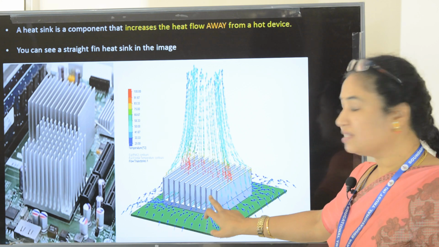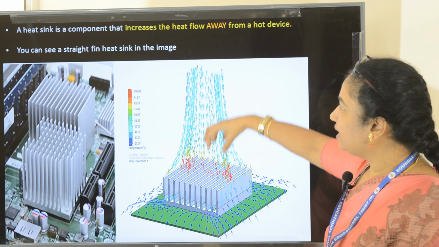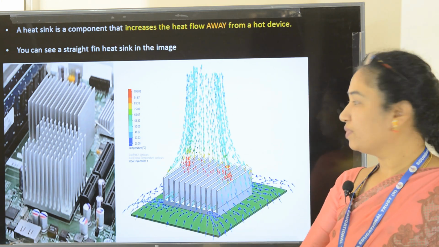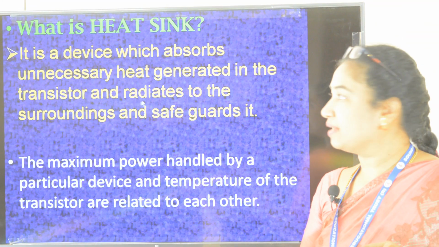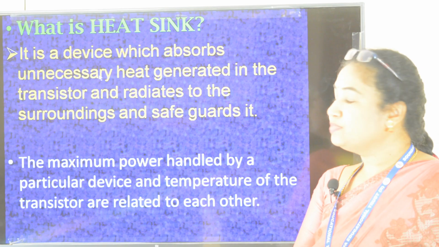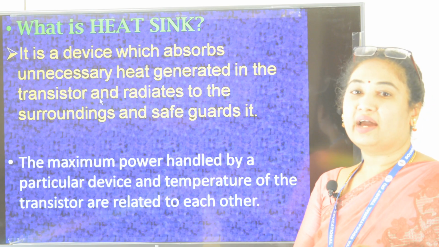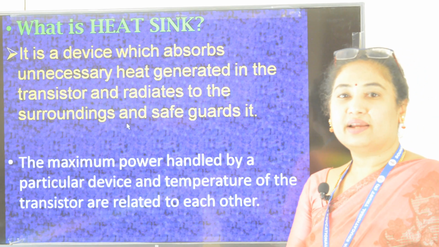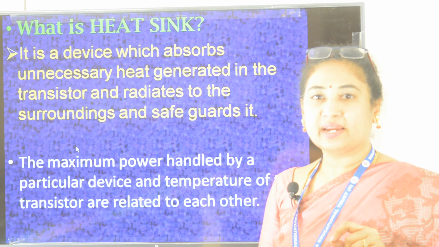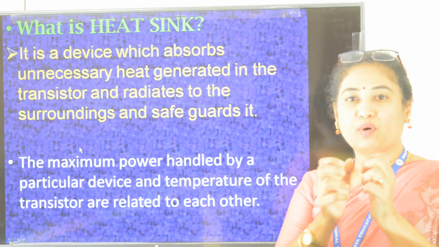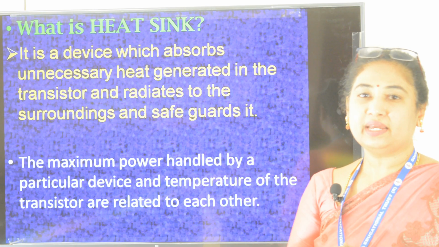You can see this heat sink is going to absorb all the heat and remove it, sending it out from the particular area. So this is the job of the heat sink. How can we define a heat sink? It is a device which absorbs unnecessary heat generated in a transistor and radiates it to the surroundings and safeguards the device. This is the main motto of using a heat sink. It will absorb all the heat in the surrounding region and give it out into the atmosphere.